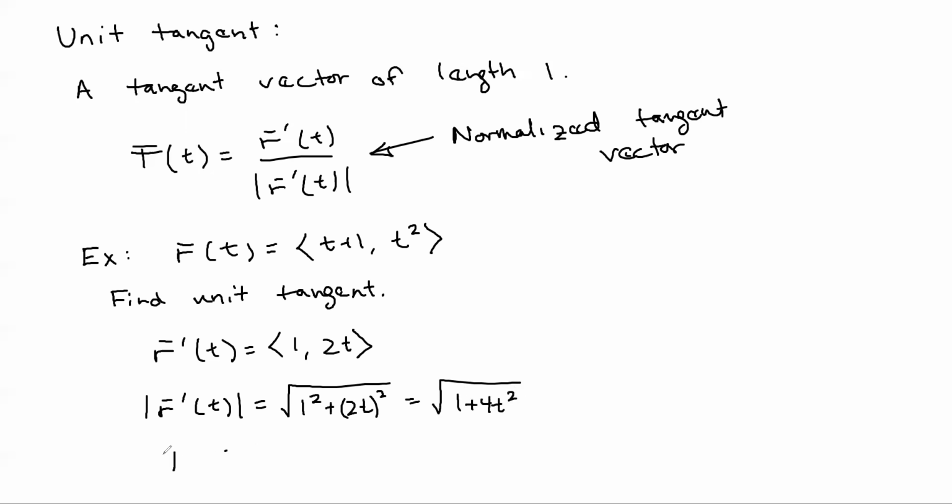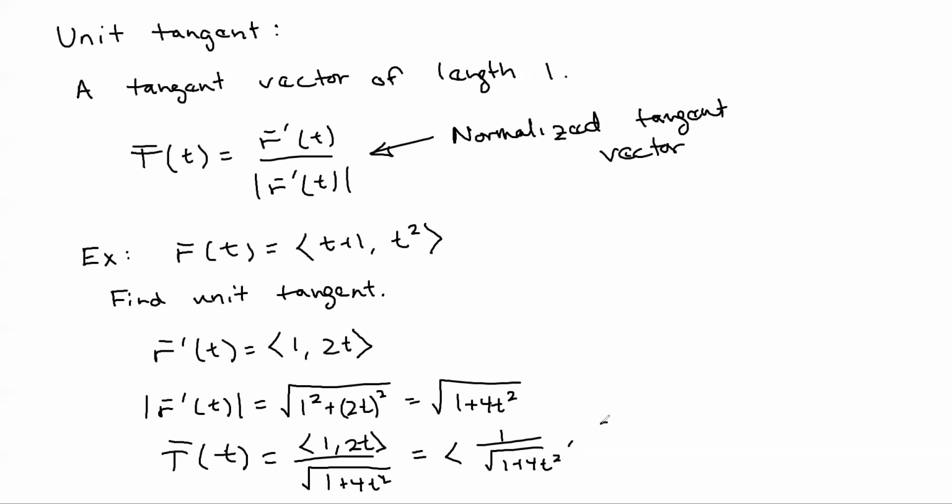And then the unit tangent is just dividing those two. So we get 1, 2t over the square root of 1 plus 4t squared. The denominator is just a scalar quantity, so you can divide it through by multiplying by the reciprocal, and we end up with 1 over the square root of 1 plus 4t squared, comma 2t over the square root of 1 plus 4t squared. And there you go. That's your unit tangent.